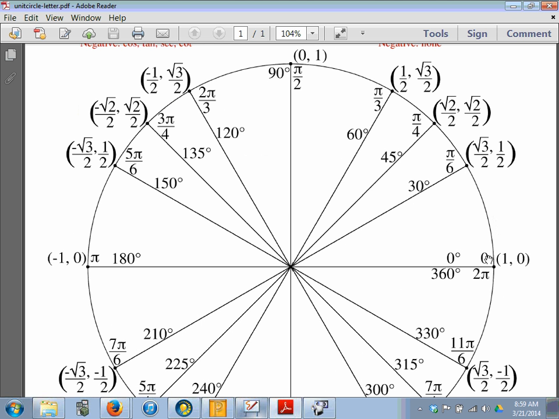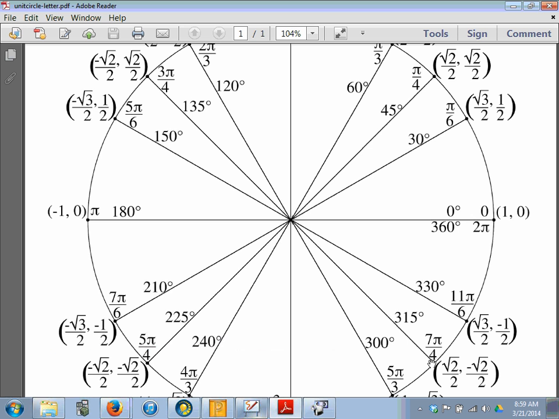Just got to find 7 pi fourths. Now if 7 pi fourths is an arc, that would wrap itself all the way around to right here. That would go 3/4 of the way around a unit circle, which is exactly equal to the radian measure of 7 pi over 4.